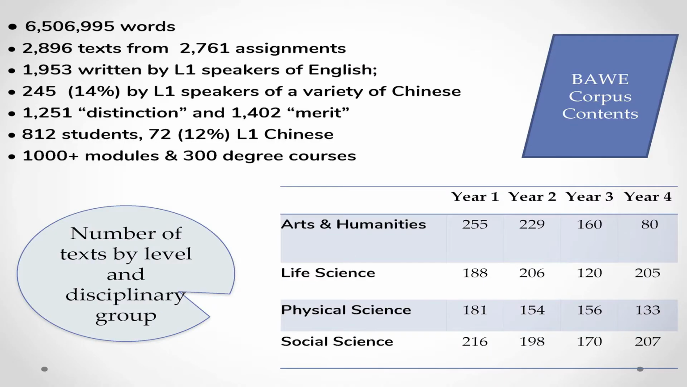So the Ball corpus, 6.5 million words, 2,000 texts, written mostly by first language speakers of English, but also a substantial number were written by non-native speakers of English. They were chosen because they were distinctions and merits, they were good texts in the disciplines. So they're stratified across the levels of studies and across the 4 disciplinary groups. As you can see, that's the number of texts. 14% of the texts were written by Chinese students and 12 of the contributors were Chinese students. The texts themselves come from over 1,000 modules and over 300 degree courses.